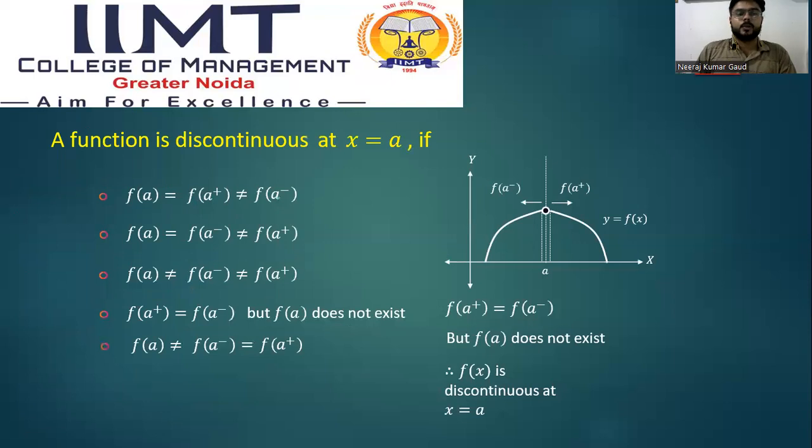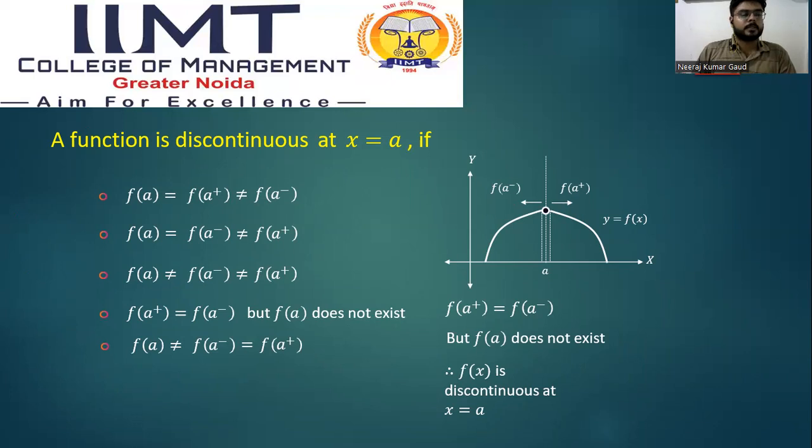The function is discontinuous at x is equal to a if f of a equal to f of a plus, not equal to f of a minus, that is, functional value is equal to the right hand limit but not equal to left hand limit. Similarly, f of a is equal to f of a minus, not equal to f of a plus. It is functional value equal to left hand limit but not equal to right hand limit. Third, when f of a is not equal to f of a minus, not equal to f of a plus, that is functional value is not equal to left hand limit, not equal to right hand limit.